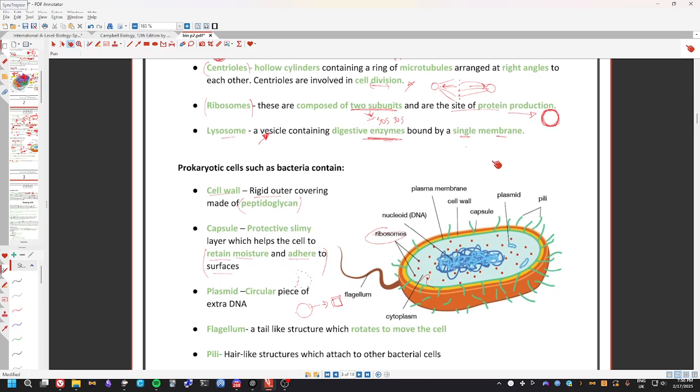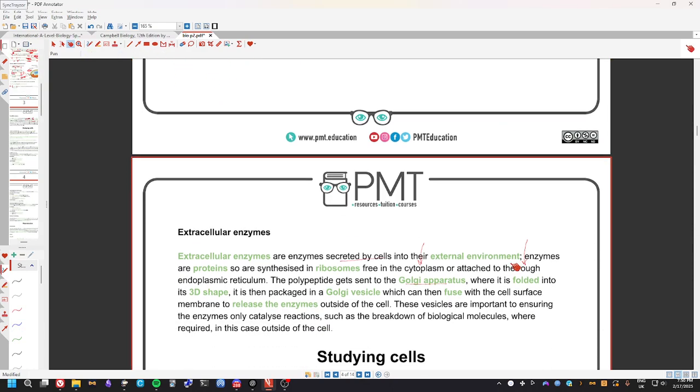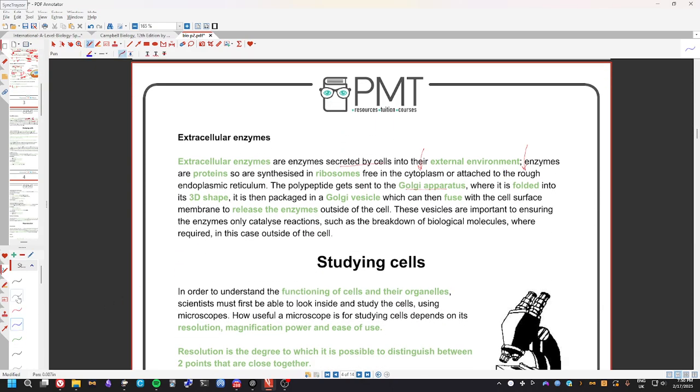In this case, we can imagine that after the protein or the polypeptide is made, it gets sent to the Golgi apparatus where it's processed, folded into its 3D shape. Then it's packaged into the Golgi vesicle, which can fuse with the cell surface membrane to release the enzymes outside of the cell. As you remember, that's the vesicle, that's the cell surface membrane, and the vesicle goes over there. The membrane then fuses, and the inner contents, which contain your proteins, hopefully, get secreted into the external environment as extracellular enzymes.